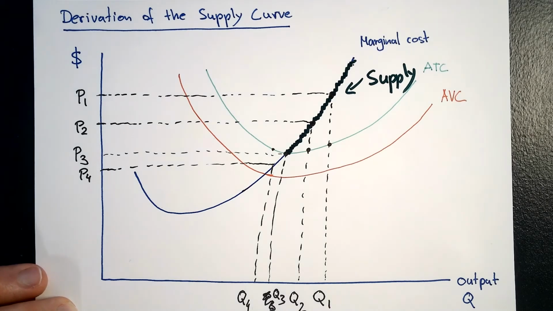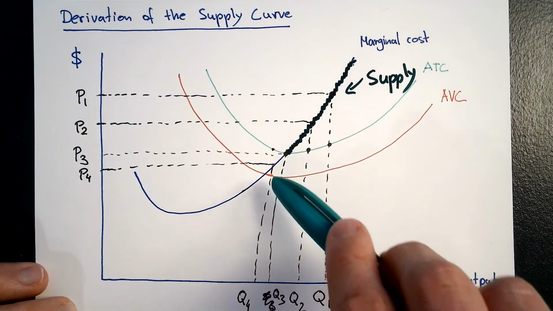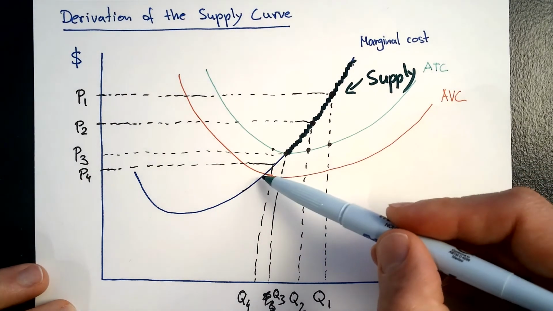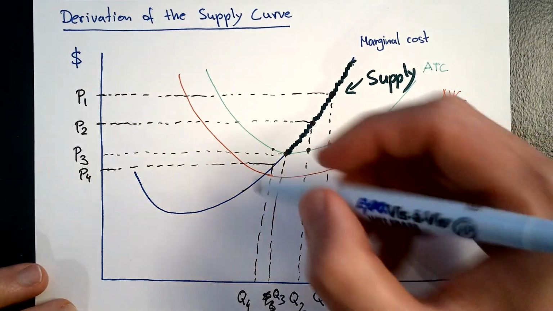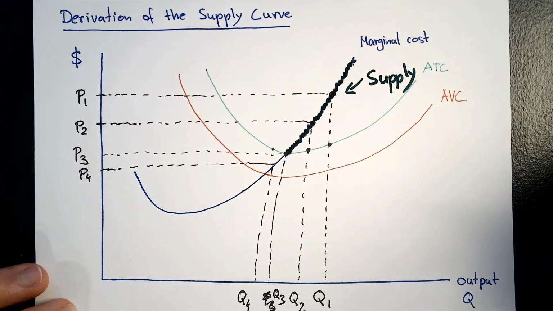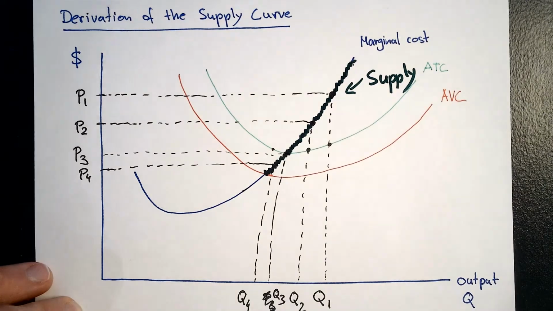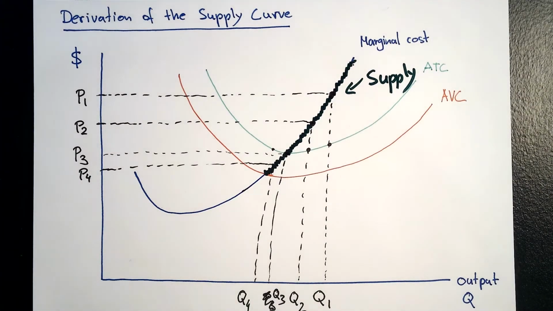Okay, and hence in this case, even if the firm is making a loss, as long as the price is above the average variable cost, the firm is still continuing to produce, and hence this is part of the supply function as well.